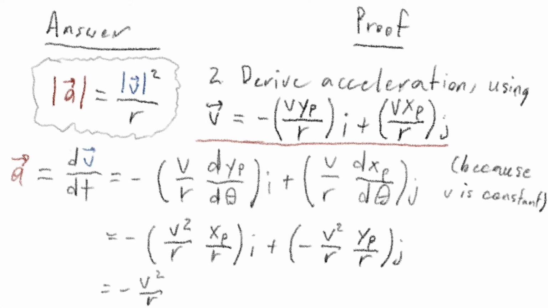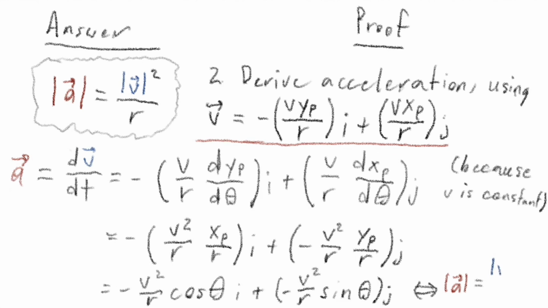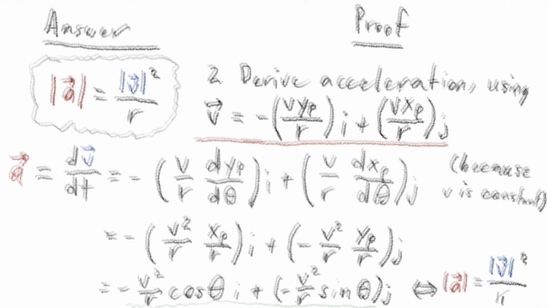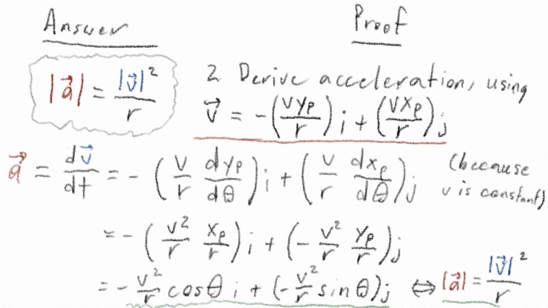However, we can go one step further to really see the magnitude of this vector. Note from the last video and from trigonometry that x over r is just the cosine of theta and y over r is just the sine of theta. And I hope it's pretty easy to see that when you take the magnitude of this vector, because cosine squared plus sine squared equals 1, those will kind of go away and you'll be left with the magnitude of v squared over r as the final expression for the magnitude of this acceleration vector.